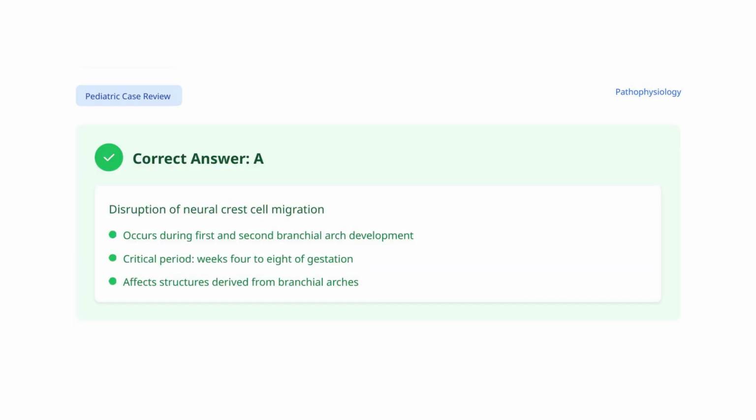Goldenhar syndrome results from disruption of neural crest cell migration. This occurs during first and second branchial arch development. The critical period spans weeks 4 to 8 of gestation. The syndrome affects structures derived from branchial arches, explaining the characteristic craniofacial and auricular manifestations.